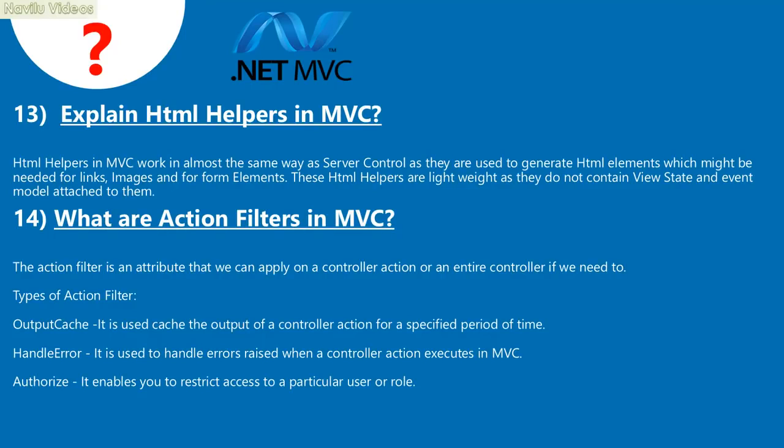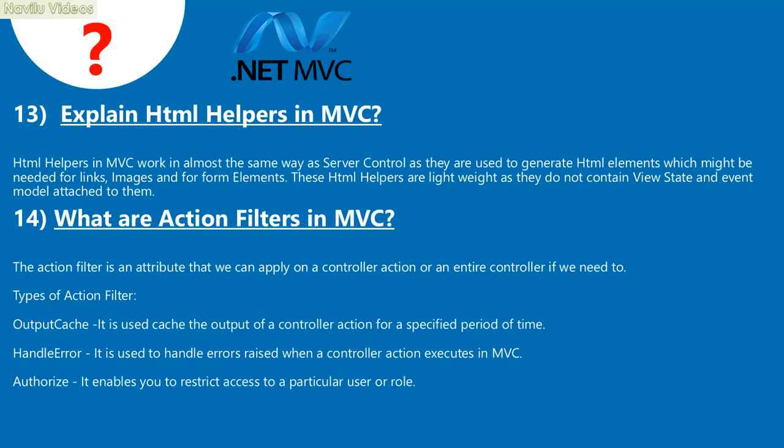13. Explain HTML helpers in MVC. HTML helpers in MVC work in almost the same way as server controls, as they are used to generate HTML elements which might be needed for links, images, and form elements. These HTML helpers are lightweight as they do not contain view state and event model attached to them.